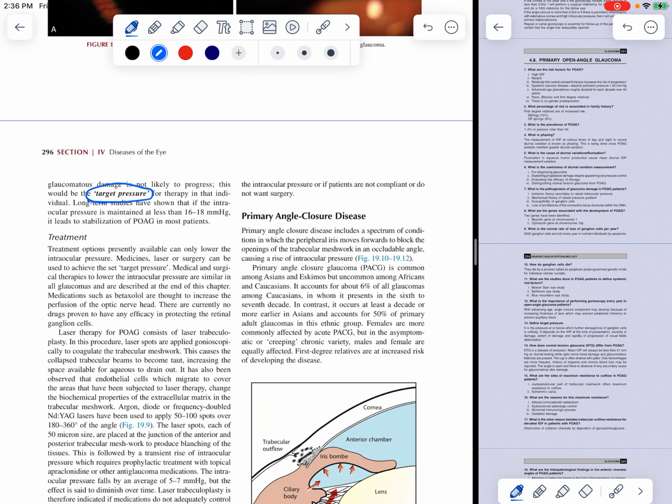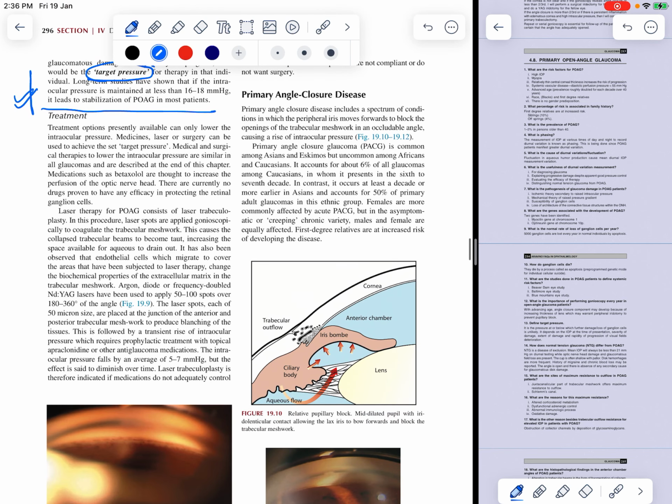This is one word which will get you through your exams. Target pressure. What is target pressure? Long term studies have shown that if the intraocular pressure is maintained between 16 to 18 millimeters of mercury, it leads to stabilization of POAG in most cases.